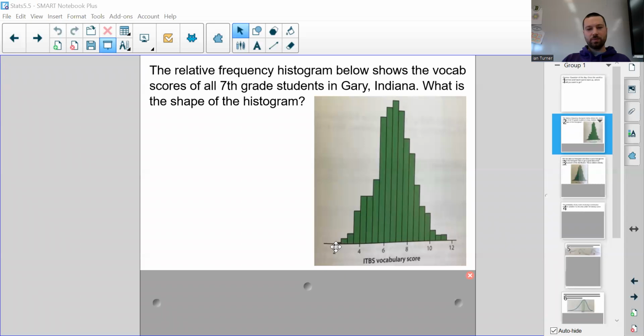So what's the shape of this histogram? Well, it's pretty symmetric, right? I mean, it's not perfect. It doesn't have to be perfect, but it looks like a nice curve, right? Nice curve. What do we have down here?